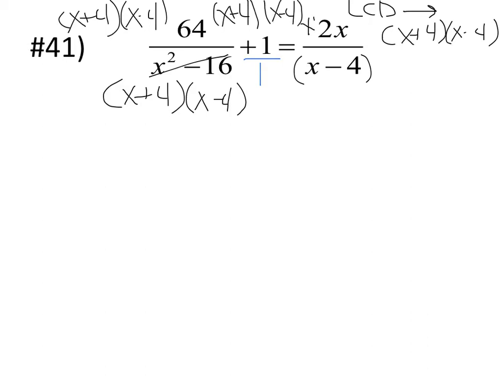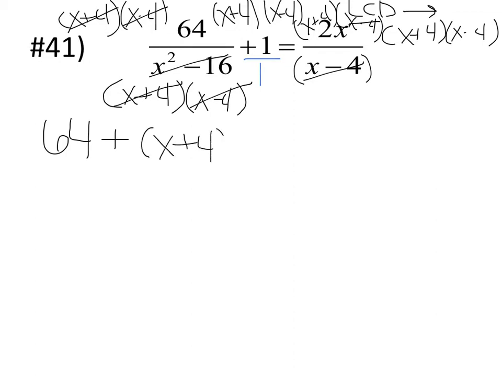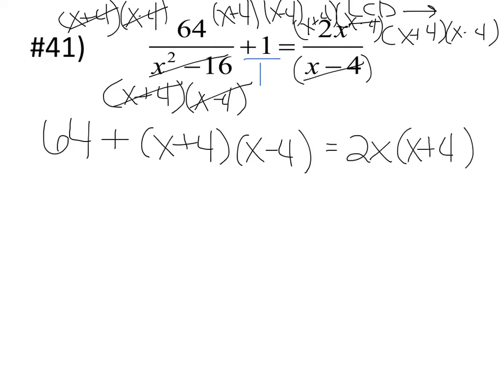I'm running out of room here. Okay. So this cancels, this cancels this. In the second piece, nothing cancels. And in the third piece, just the minuses cancel. So you're left with 64 plus x plus 4 times x minus 4 is equal to 2x times x plus 4.